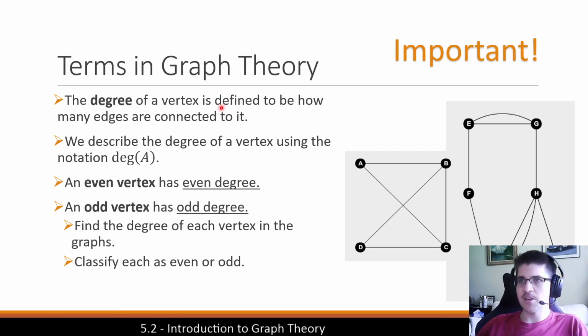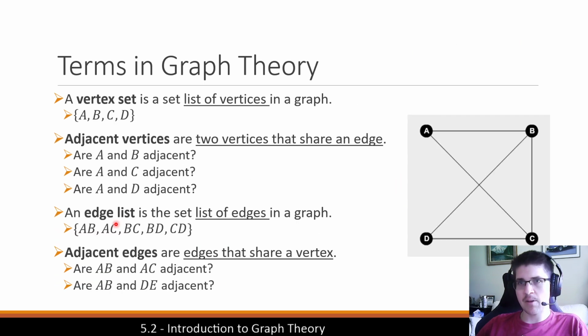But use your imagination. So basically, the degree of a vertex is defined to be how many edges are connected to it. For example, if we're looking at vertex A, we have two different edges. If we were looking at the edge list, we had AB and AC. So if we were to count up how many times A appeared in the edge list, it appeared twice. And so therefore its degree would be 2.